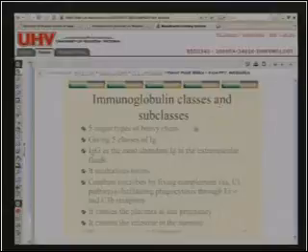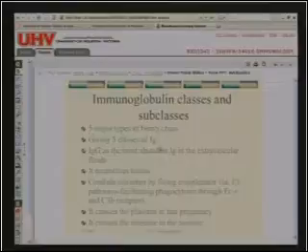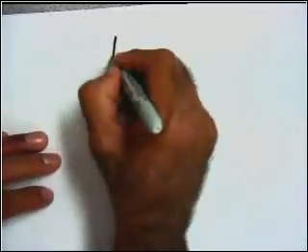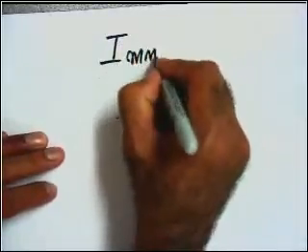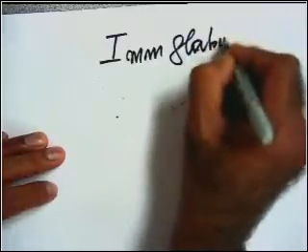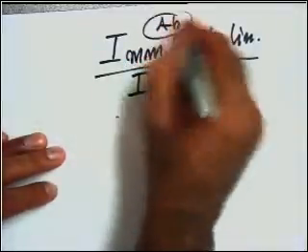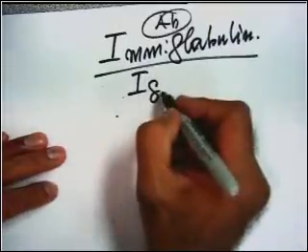Immunoglobulin classes and subclasses. There are 5 major types of heavy chains, giving 5 classes of immunoglobulin. So 5 classes depending upon the 5 major types of heavy chains. If you remember, we discussed it earlier. Immunoglobulins I call simply Ig. This is nothing but antibody. Antibody, otherwise called immunoglobulin, and I shorten it to Ig.